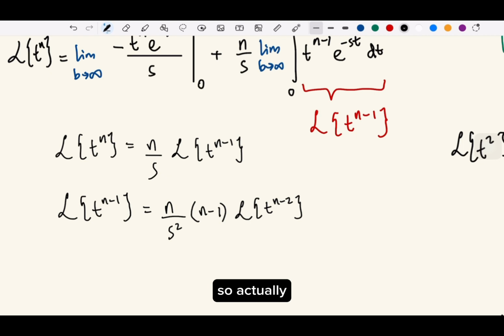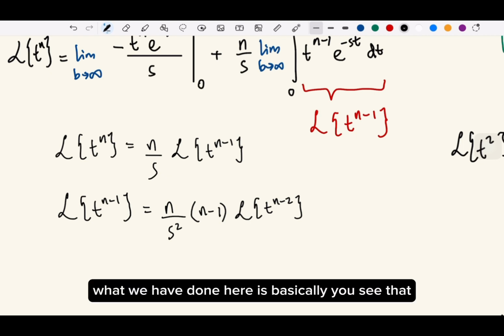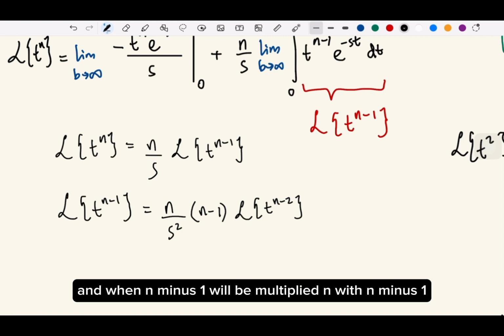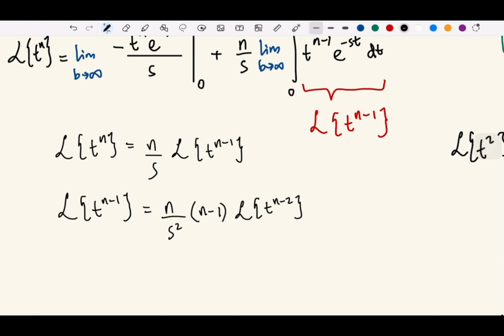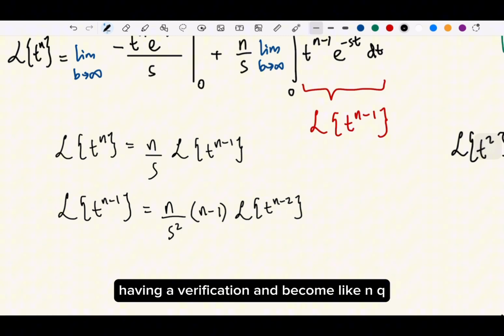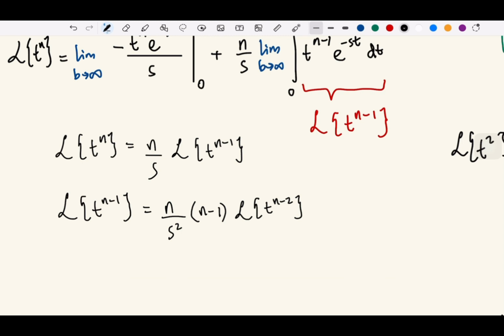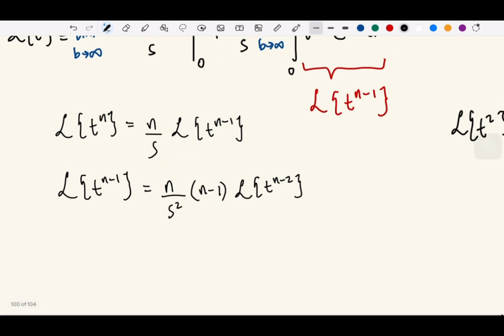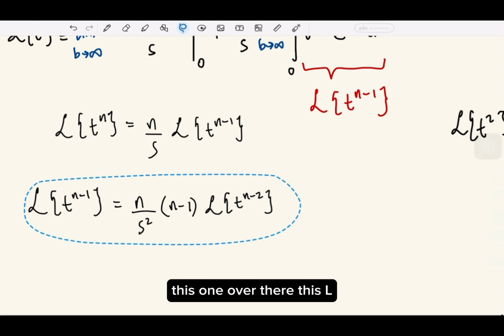So actually, what we have done here is basically, you see that this one is n, okay? And n minus 1 will be multiplied, n with n minus 1, and then n minus 2 will have another multiplication and become like n cubed. And at the end of the day, let me write this one over there.